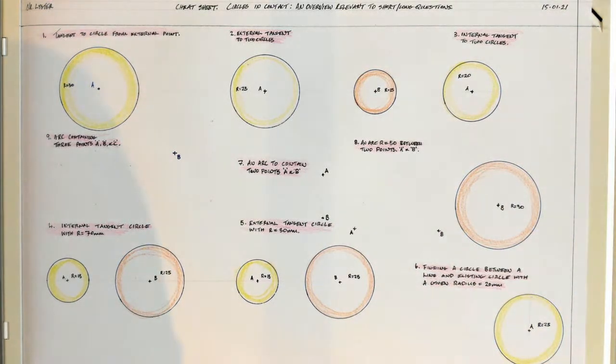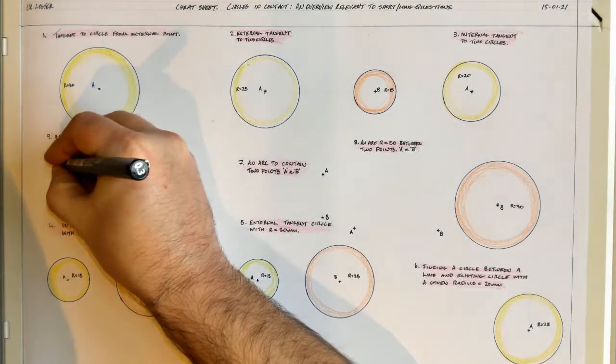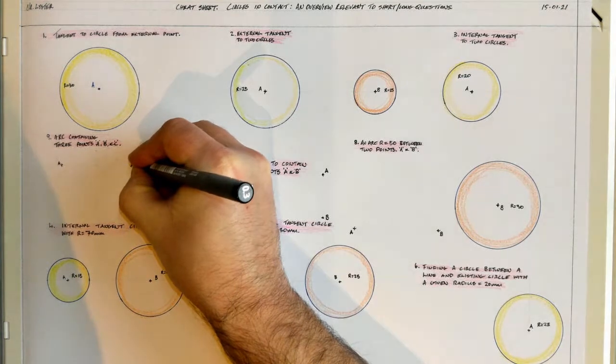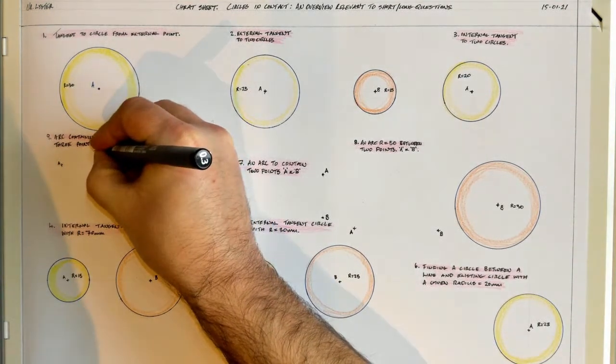Hi everyone, welcome back. What I'm going to do now is a cheat sheet for circles in contact. It's an overview relevant to short and long questions. Now, I mightn't have every variation here, but I'm hoping to cover at least most of the examples that might come up in either a short question or a long question. Okay?